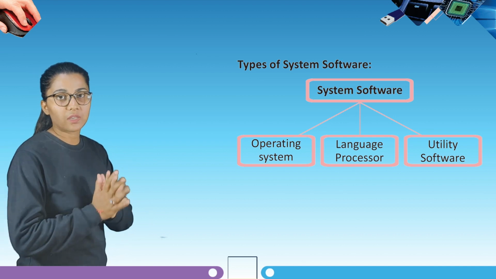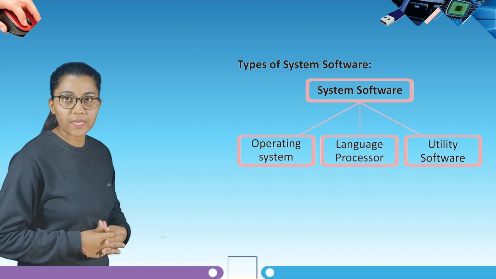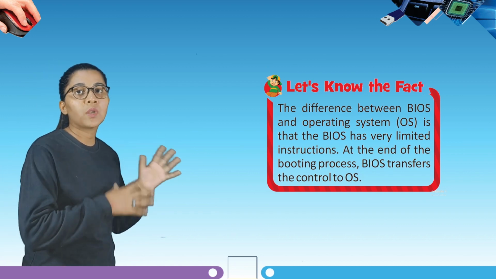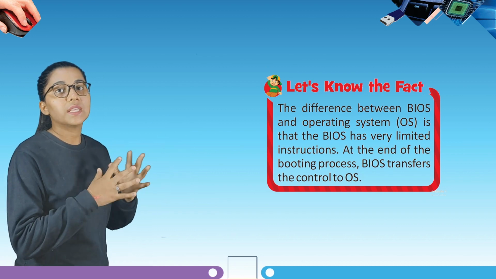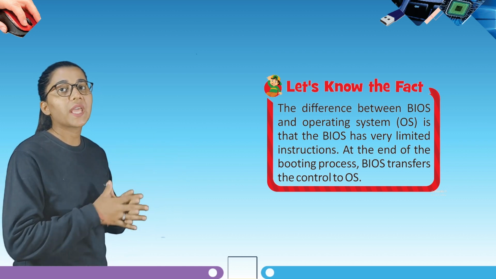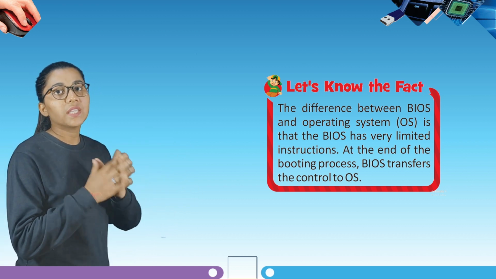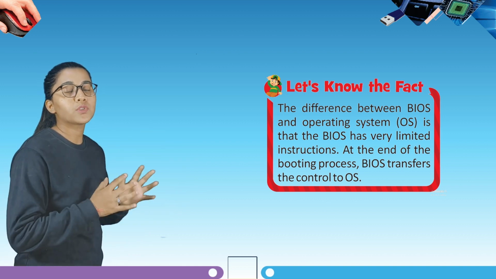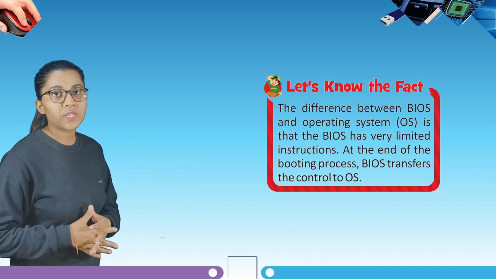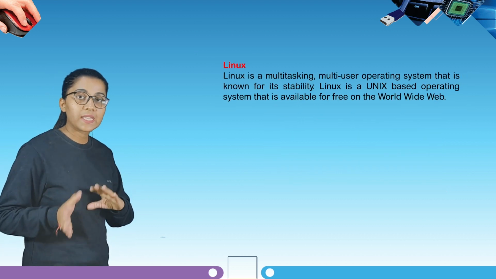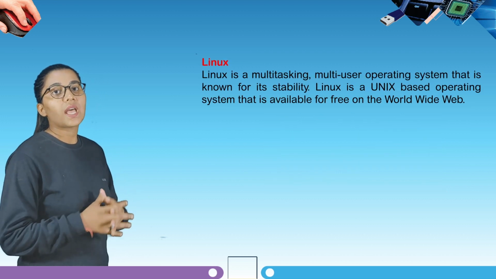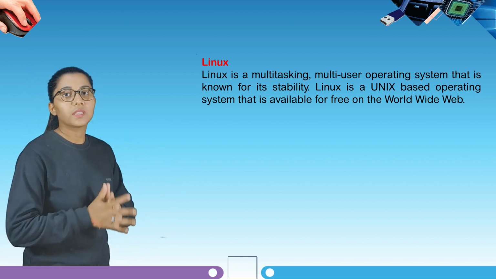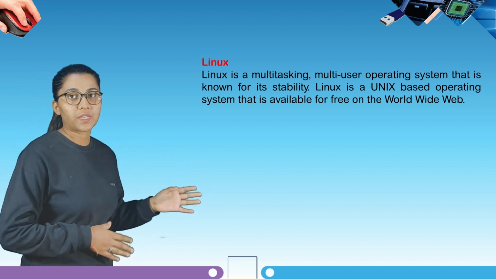Now, before we start our topic, let's have a look at some interesting facts. The difference between BIOS and operating system OS is that the BIOS has very limited instructions. At the end of the booting process, BIOS transfers the control to OS. Now students, let's learn about Linux in detail. Linux is a multitasking, multi-user operating system that is known for its stability.